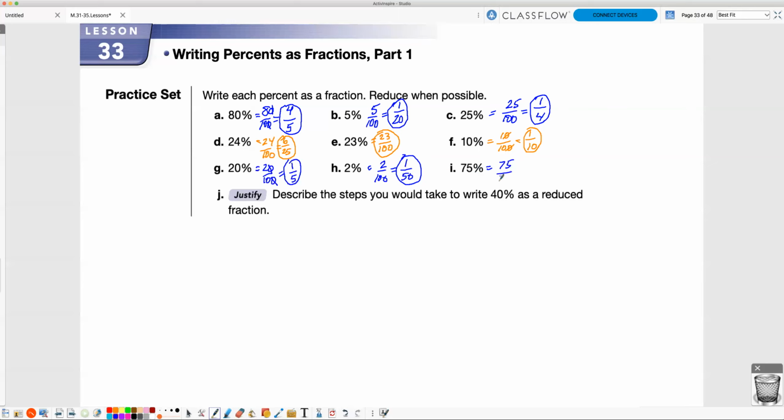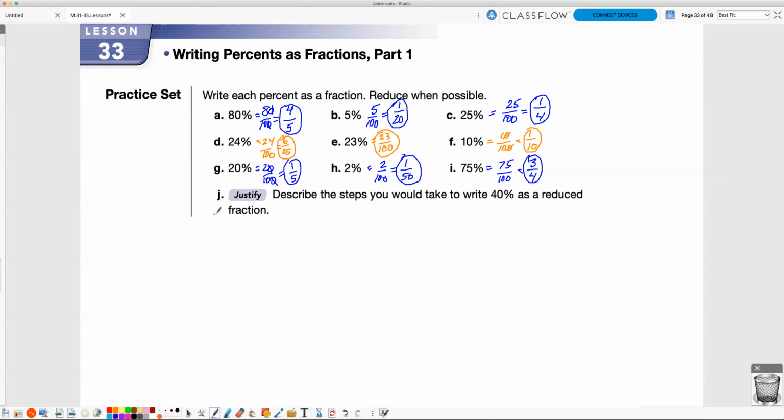75 would be the numerator. Denominator is 100, as always, when you've got percents. And then you have both of these divisible by 25. So 75 divided by 25 would be 3. 100 divided by 25 would be 4. So 3/4 would be 75%.